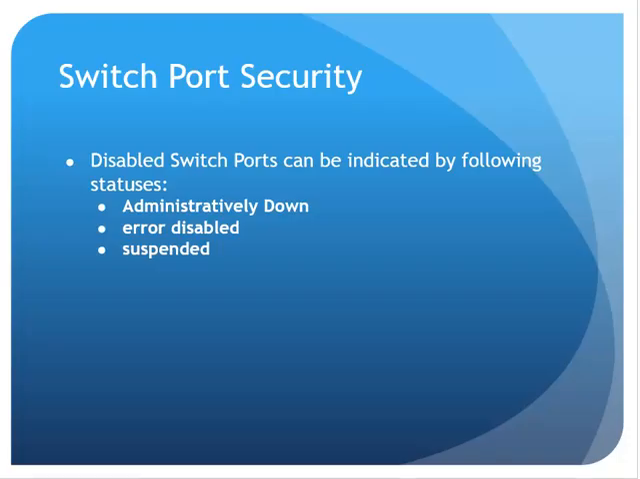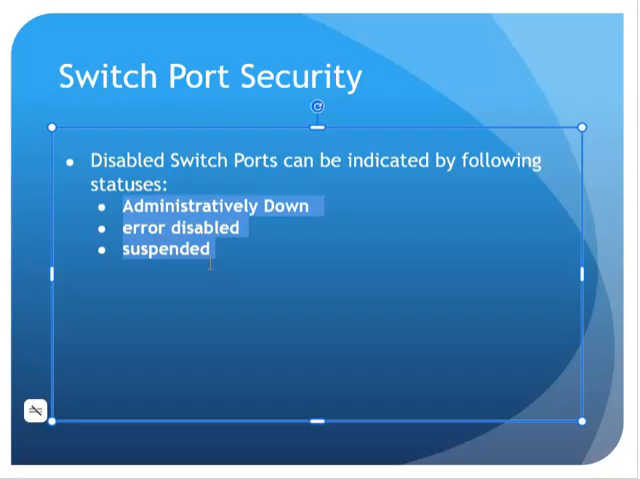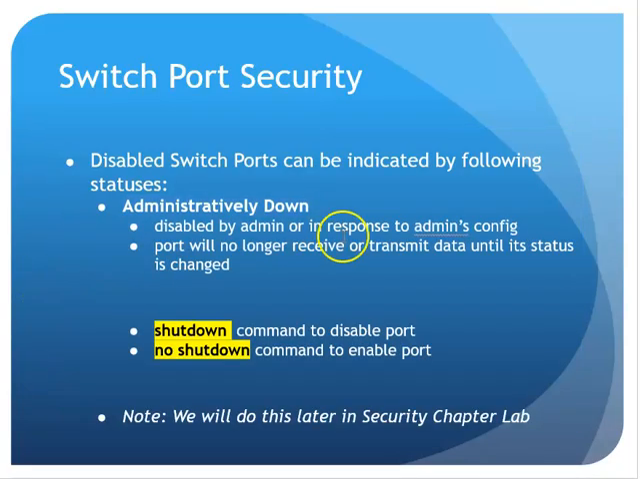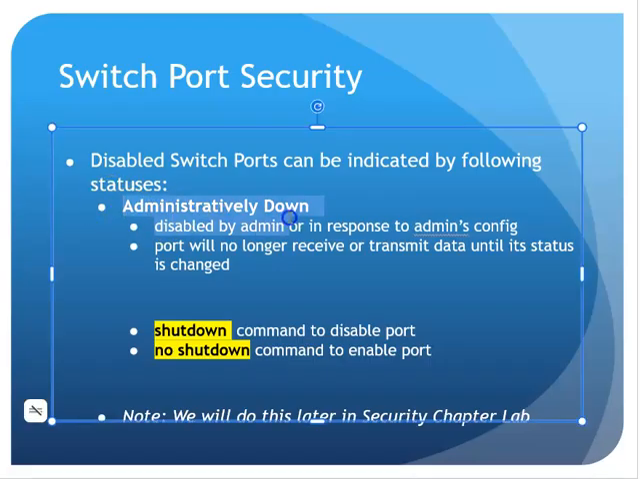If I have a port shut off in my switch, it can indicate a couple of different reasons why it's down. These are some of the different statuses I might see indicated. If it's administratively down, it would be us, the network admin, that shut it down. We used a command like shutdown to turn the port off. And if I do a show command and look at that port status, it would show that it's administratively down. It has been purposely shut down. It won't send or receive data. It's just like the light has been turned off, if you will. Again, we will do this later in our security chapter.